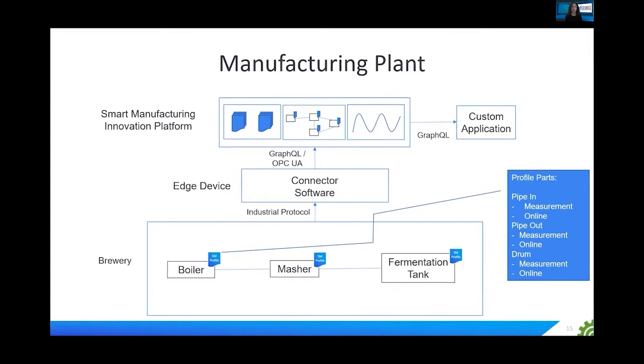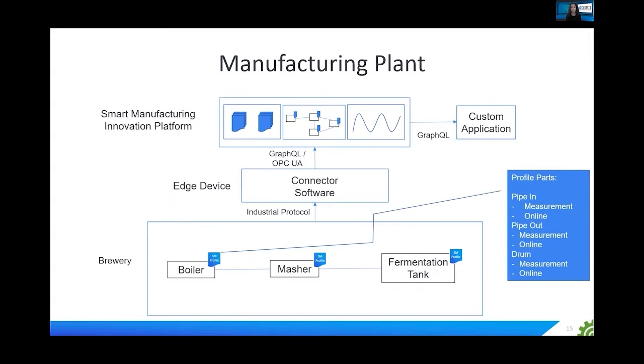So for simplicity's sake, today we're just going to be looking at the boiler. And we know that that boiler has a few different parts. It has a pipe in with a measurement, a pipe out, a drum, each have a measurement and an indicator that tells whether or not that part is online or not, whether that sensor is online or not.